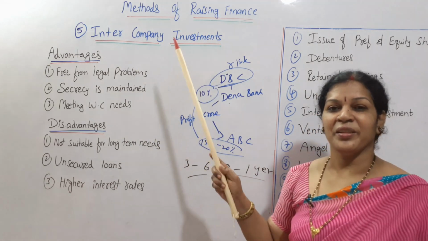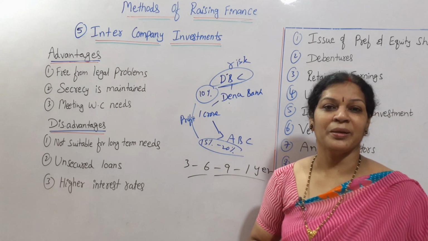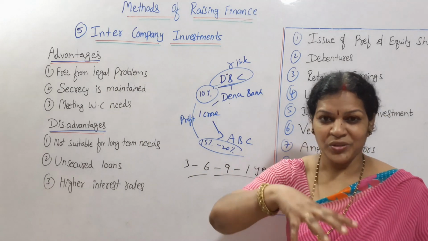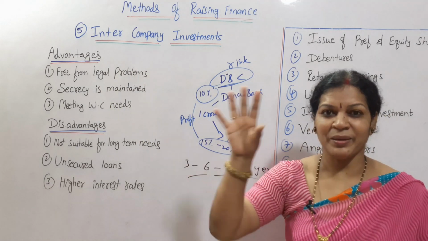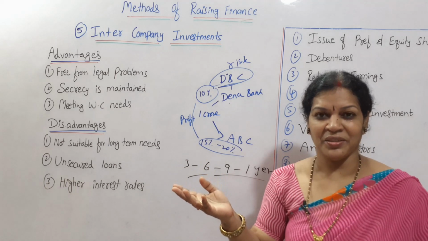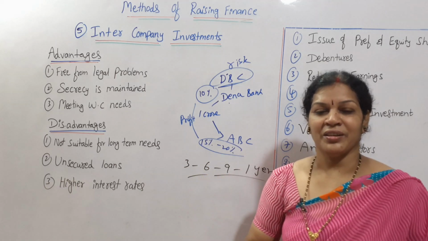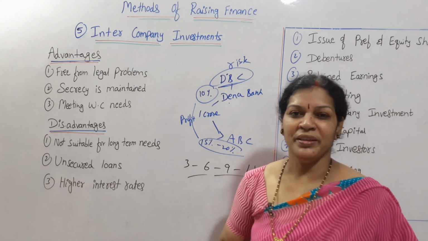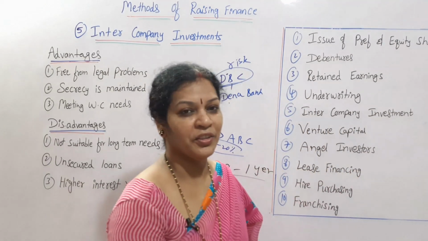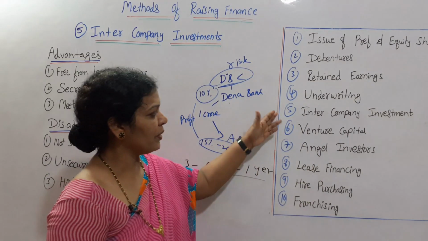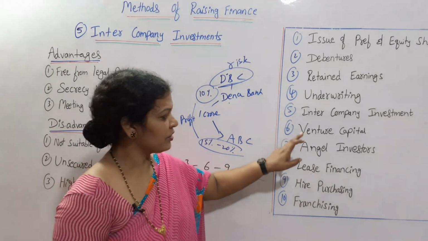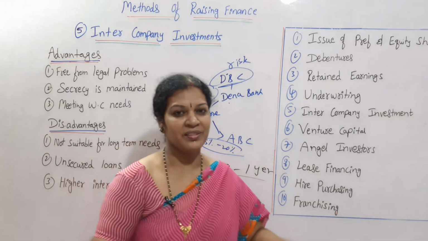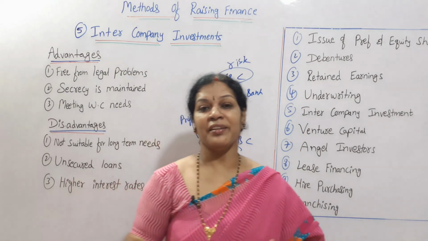This is the most popular one which our companies are applying, using their surplus by investing in some other company. It is a wise decision. It is a wise activity also, I can say. So this is about intercompany activities or intercompany investments. So far we have completed 5. Next, venture capital and the rest of the things we'll cover in the coming classes.